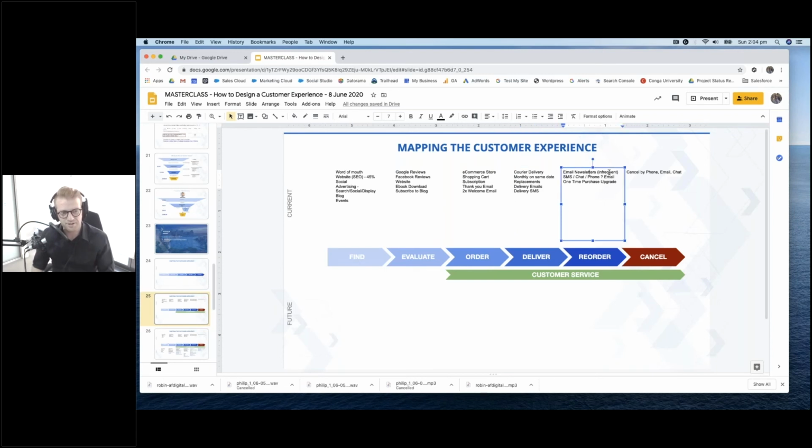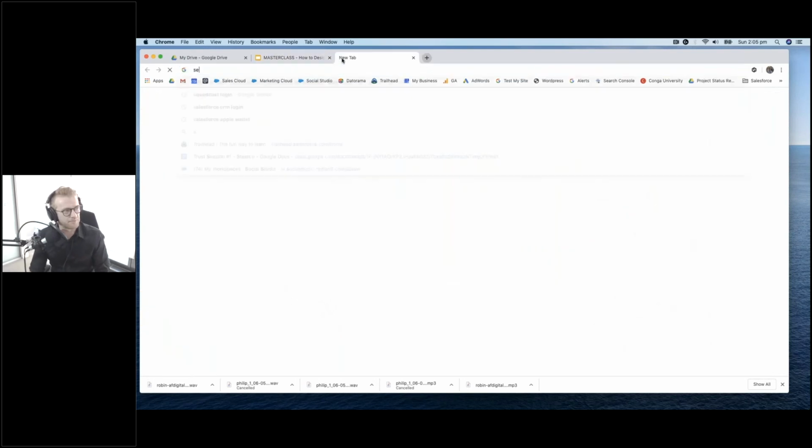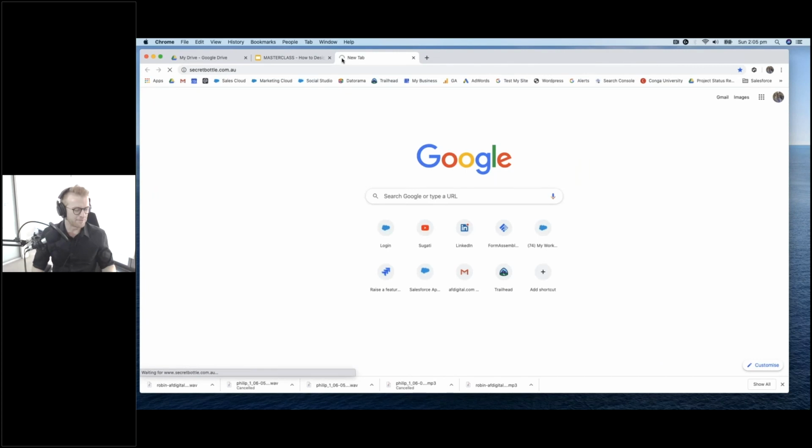Then he's got some infrequent newsletters, and generally SMS, chat, and phone to talk to his customers, and a one-time purchase upgrade. You can do that on the e-commerce side as well. And then canceling by phone, email, or chat is the only way to cancel. So this is the current experience. Let's have a quick look at the website.